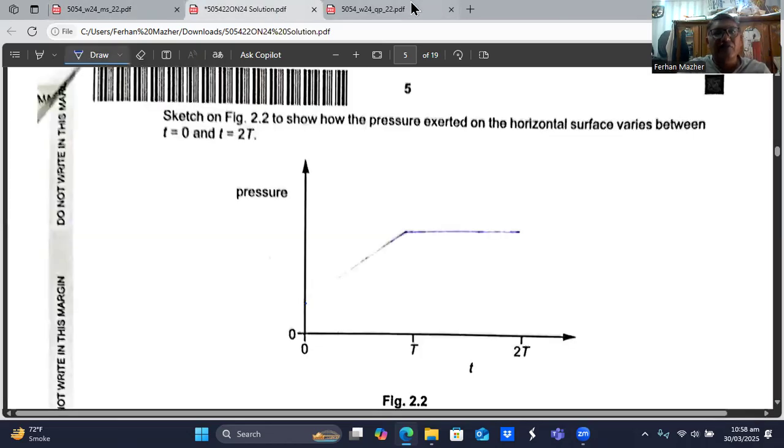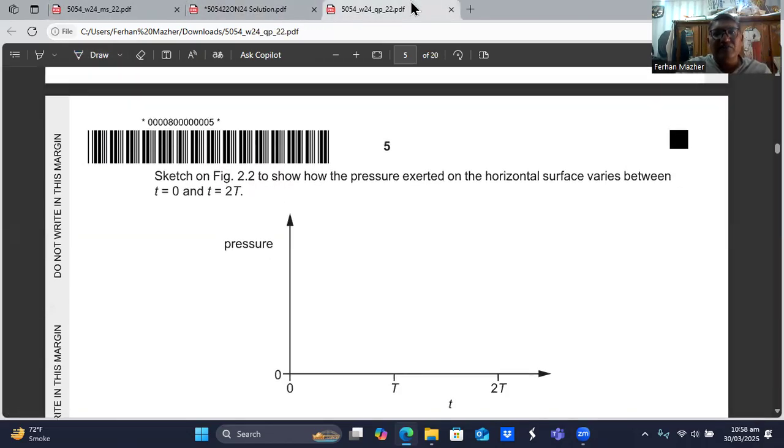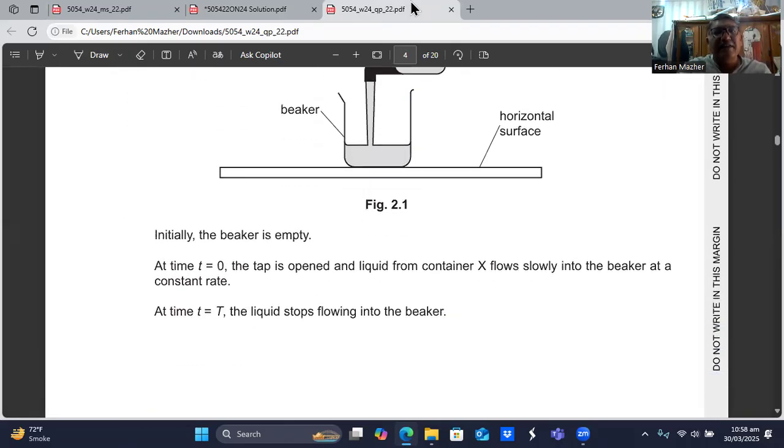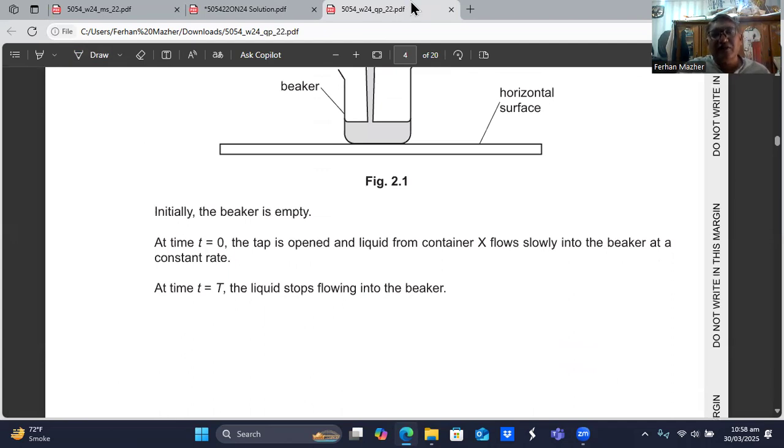So you can read the story again. You see what the story says? At t equals to T, the liquid stops flowing into the beaker, okay?